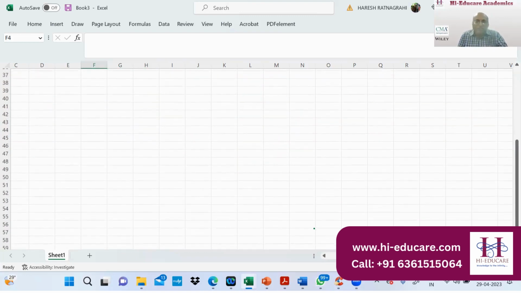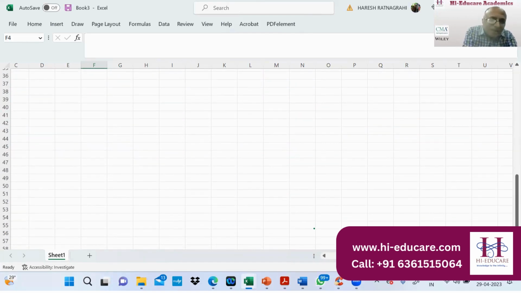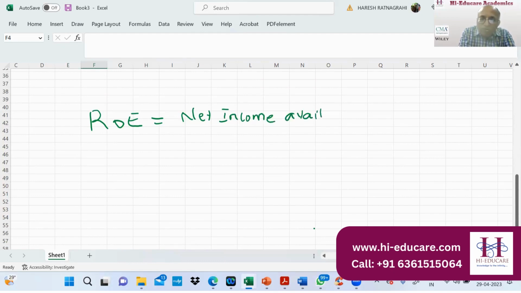So return on equity: first of all, let us write down the formula, and then we will deep dive. Net income available to common shareholders. Why am I writing common shareholders?